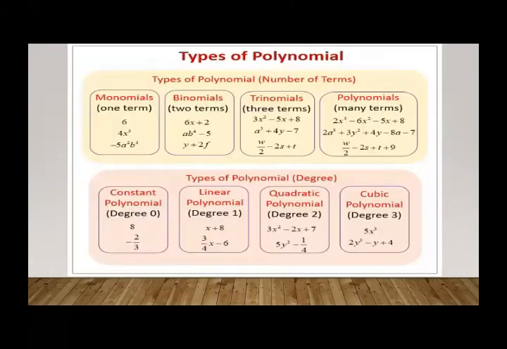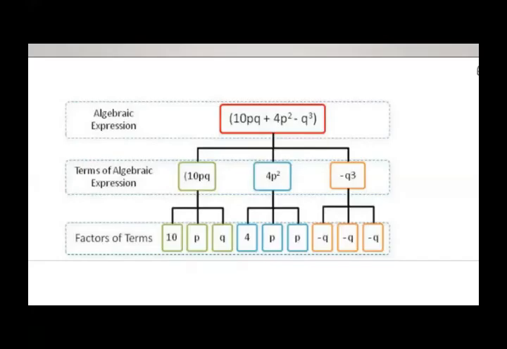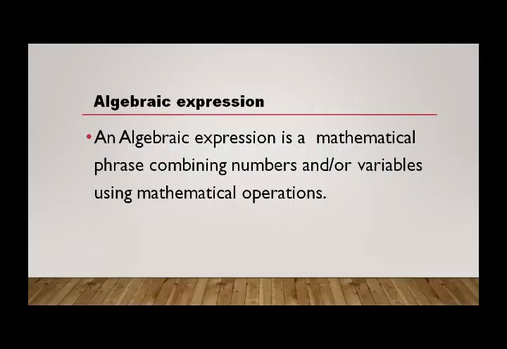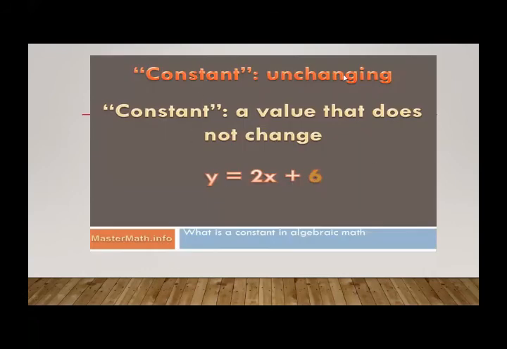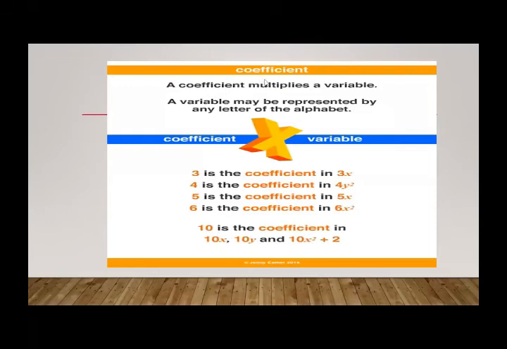Again we will see what we have learned today. A variable is a letter that represents an unknown number. The examples are x, a, or n. Constant means unchanging, a value that does not change. Coefficient, according to the definition, is a number that multiplies a variable. We have discussed all in detail, so we just take their definitions.